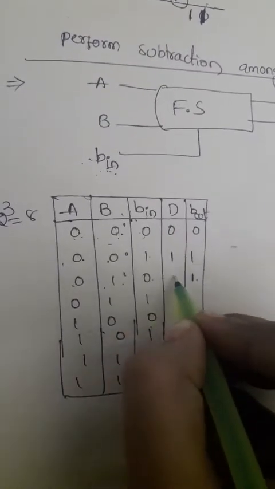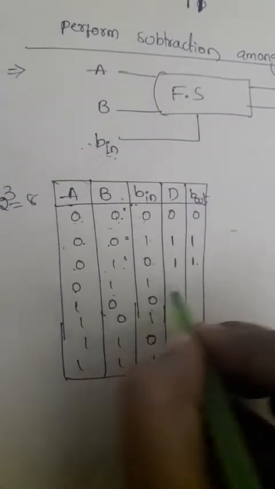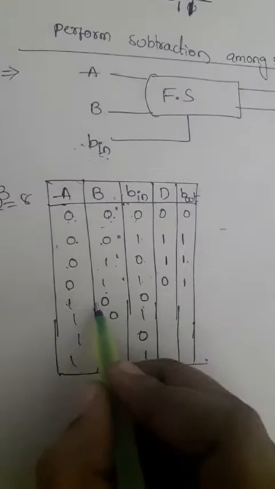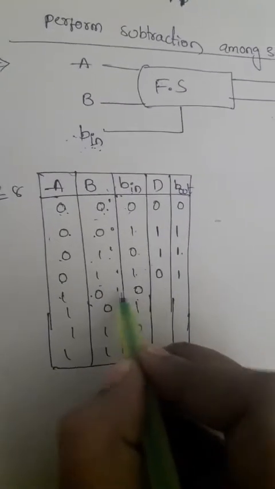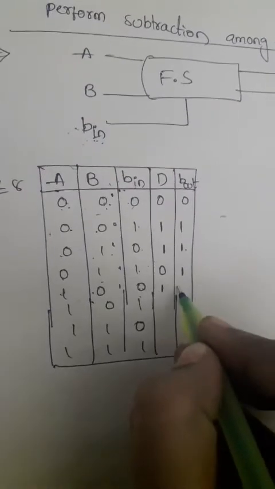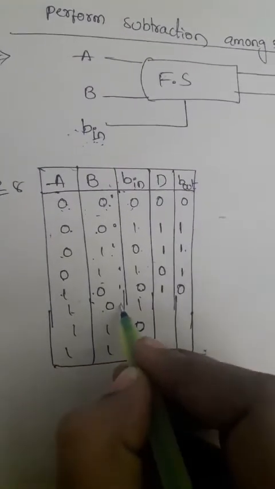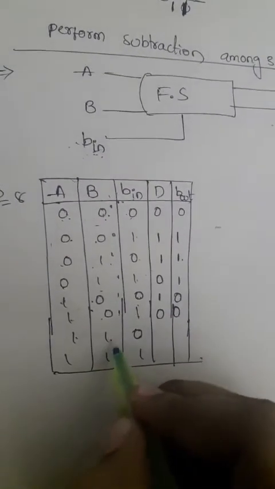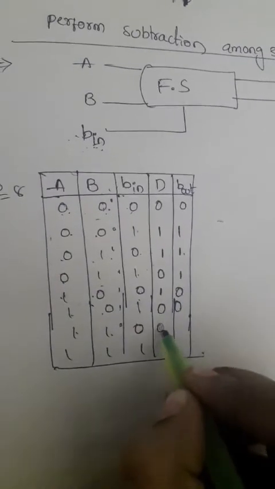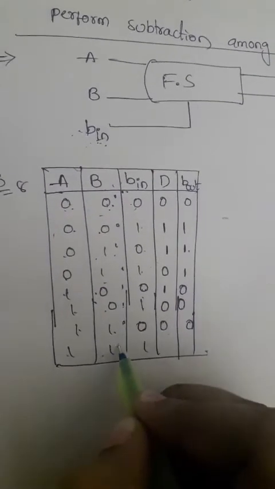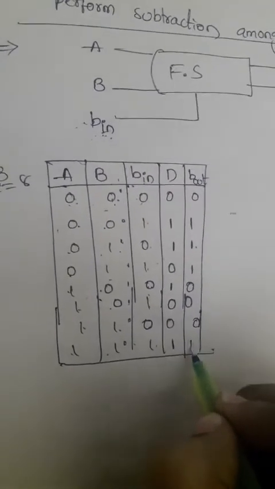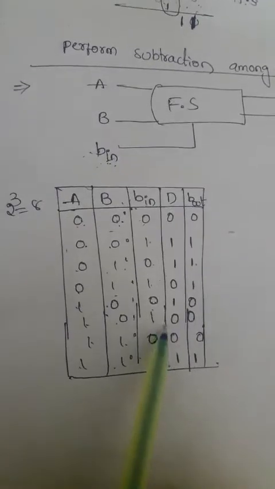And what is the result between A and B? That is 1. 1 minus 0 is 1. Next, again 0 minus 1 means borrow is created and the result is 1, so 1 minus 1 is 0. Next, 1 minus 0 is 1, 1 minus 0 is 1, so there is no borrow here. And next, 1 minus 0 is 1, so 1 minus 1 is 0, and borrow is also 0. Next, 1 minus 1 is 0, 0 minus 0 is 0, there is no borrow, and 1 minus 1 is 0. Then 0 minus 1, difference is 1 and borrow is 1. So finally we are getting the difference and borrow like this.